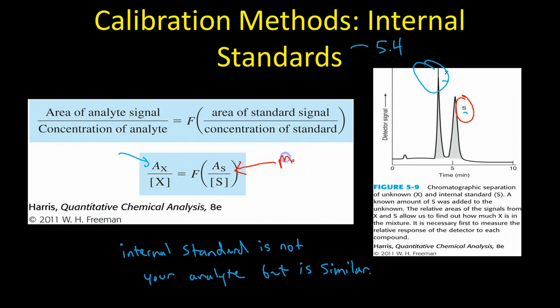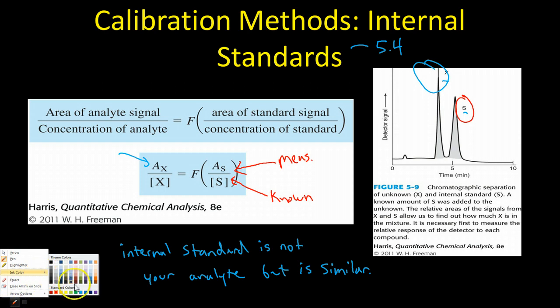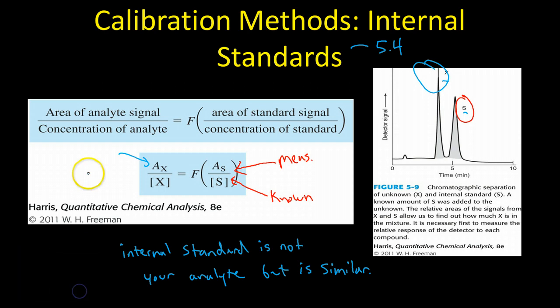So these are both measured. And this standard concentration, you've added this yourself, so this is known. So you just do two measurements here. This one is also measured. Basically you plug this in and solve for x. This number here is just some fraction that you determine empirically from your experiment. So you can see this is a lot simpler.